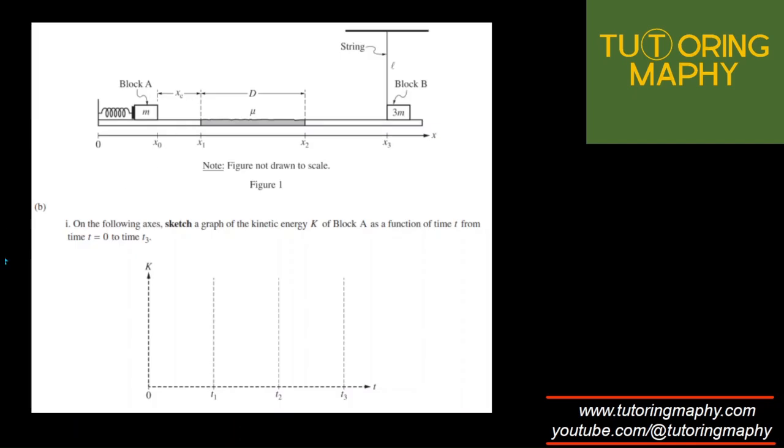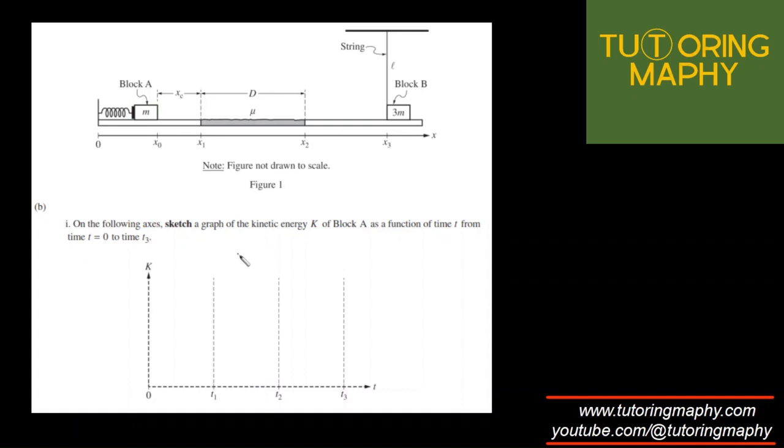There's more to it. On the following axis, sketch a graph of the kinetic energy of the block A as a function of time from t equal to 0 to t equal to 3. Interesting. Why is this interesting? That's because some part we have already discussed, right? We know that the kinetic energy of the block A is obviously going to increase because they are talking about the kinetic energy of the block. We know that here the entire mechanical energy has been converted into the kinetic energy, right?